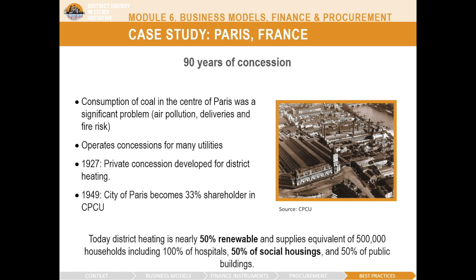The system is 475 kilometers long and nearly 50% renewable, and has integrated waste-to-energy plants, geothermal units, CHPs, and several heat-only boilers. It services the equivalent of 500,000 households, including 100% of the hospitals, 50% of social housing, and 50% of public buildings.